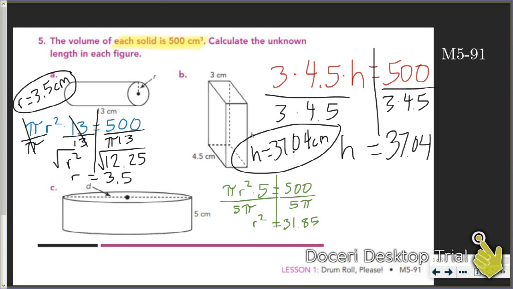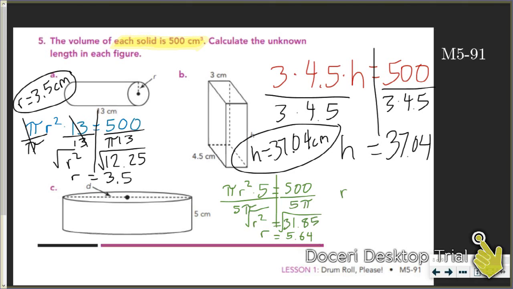I'm rounding that one again because it was a long decimal. And then when we find the square root of that, because we're trying to find r, not r squared, r equals 5 and 64 hundredths. And so we're almost done, but on this one we're not looking for the radius. They want to know the diameter, so to get diameter we multiply by 2.